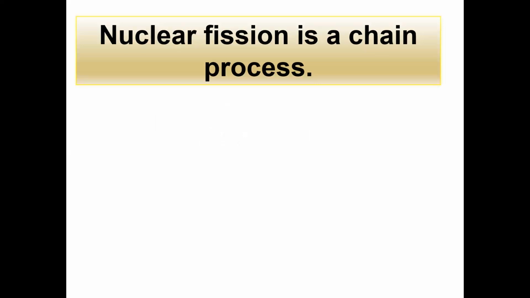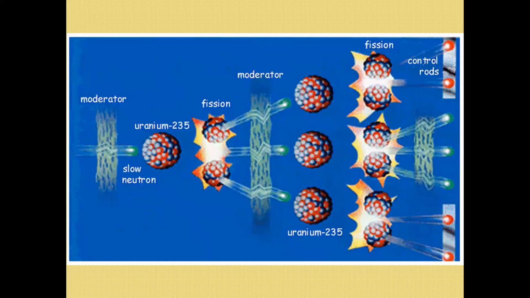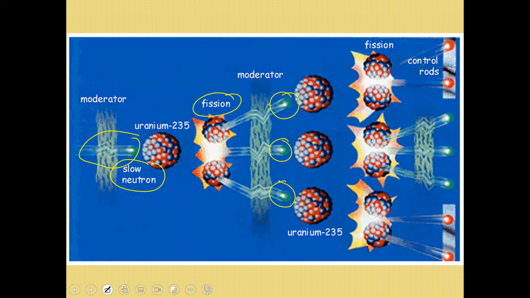Nuclear fission is a chain process. Look at this concept: this process does not stop. It is just like putting some fuel on fire. When you put fuel on fire, it goes on. Look at this screen: you are sending the first neutron. Fission occurs. Now look at these neutrons which are released. These neutrons will cause fission in other nuclei and further neutrons are emitted.